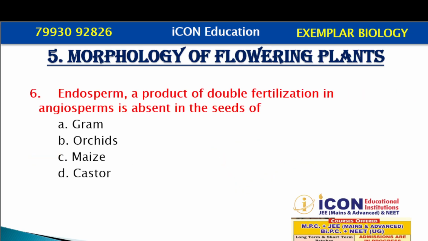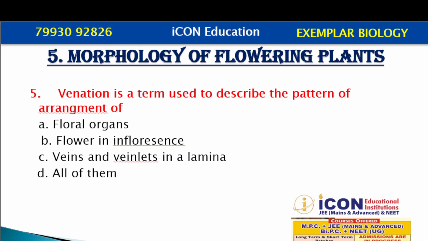Question number 5. Venation is a term used to describe the pattern of arrangement of. This is again a direct question.